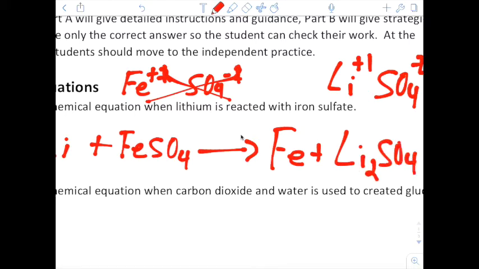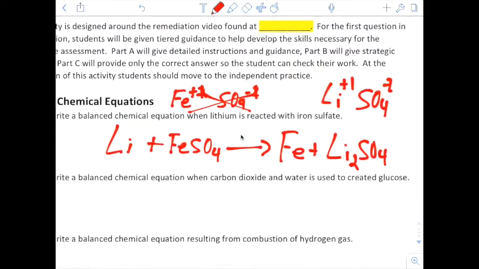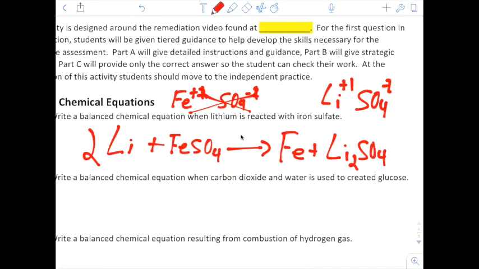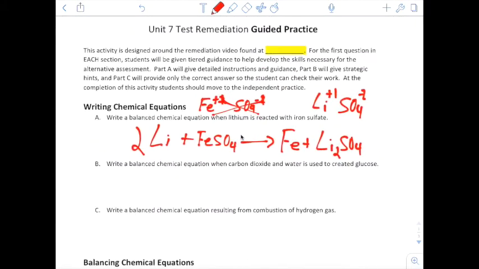Li2SO4. And we need to make sure that it's a balanced chemical equation. So when we look at this, we know that we have 1 lithium, 2 lithiums. So we put a 2 there. Now we have 2 lithiums, 2 lithiums. We have 1 iron, 1 iron, and we have 1 sulfate and 1 sulfate. And so therefore that is a balanced chemical equation between those.